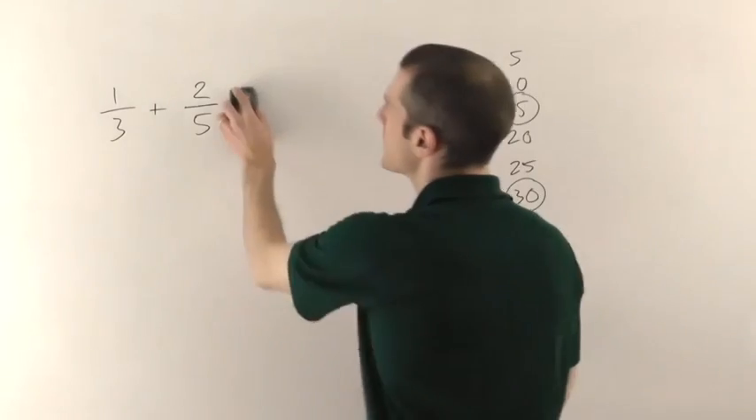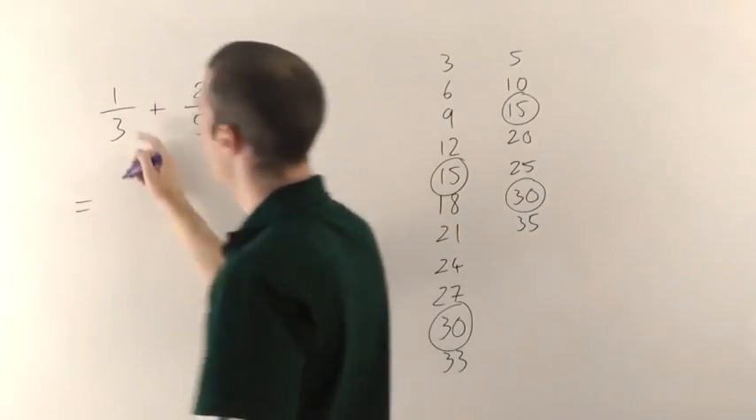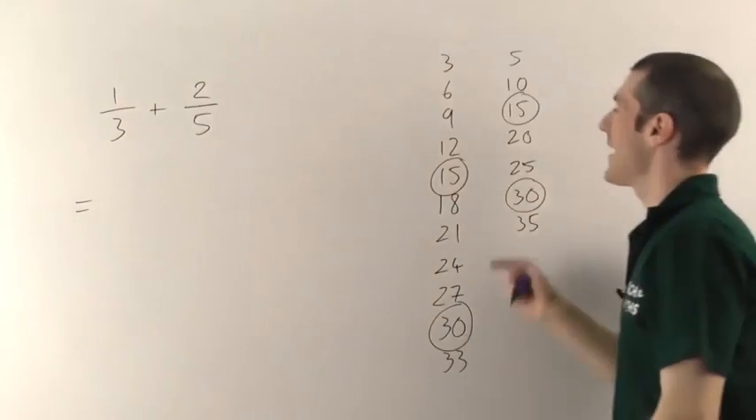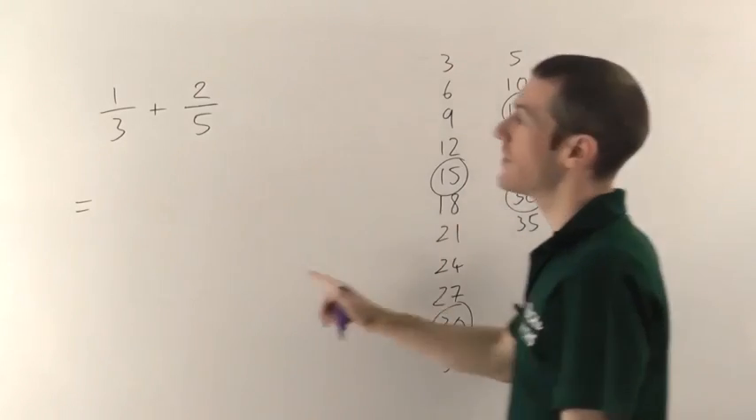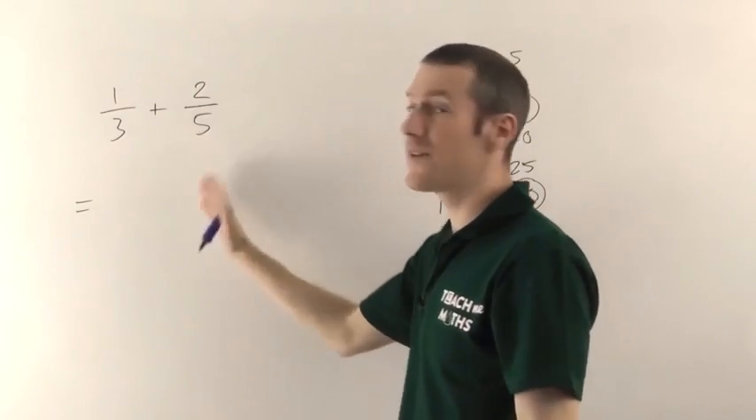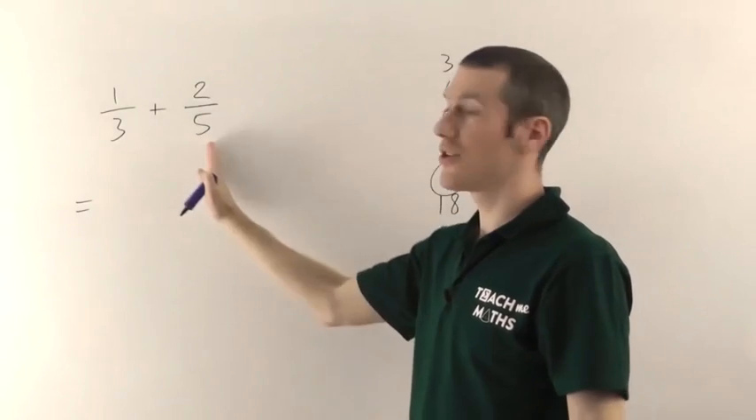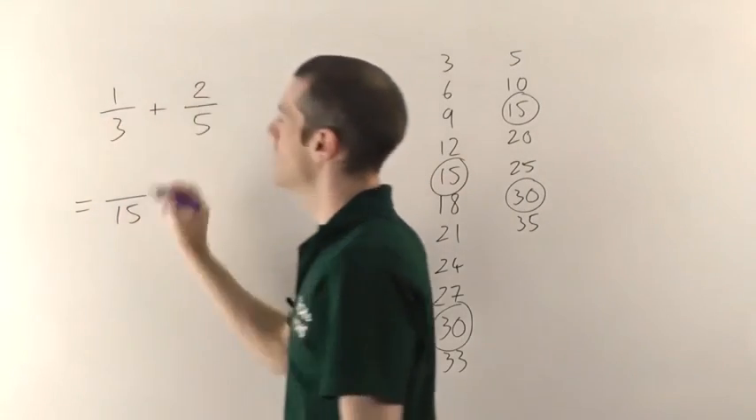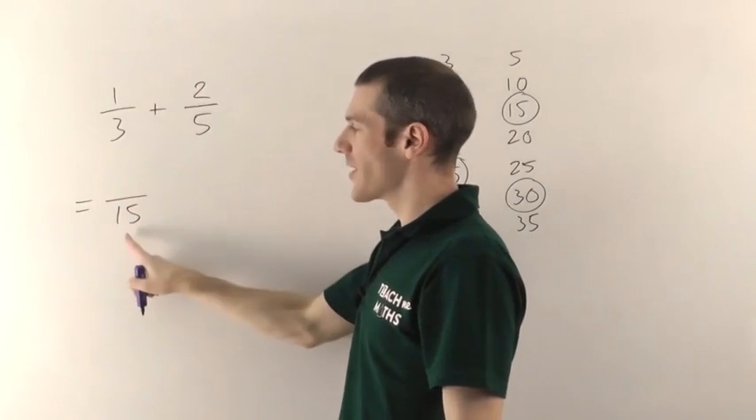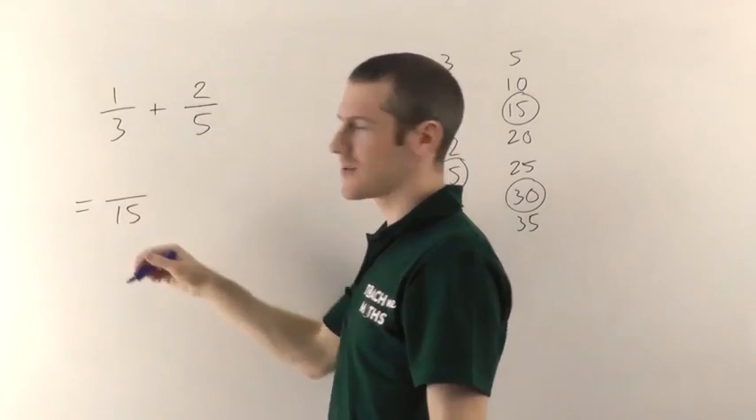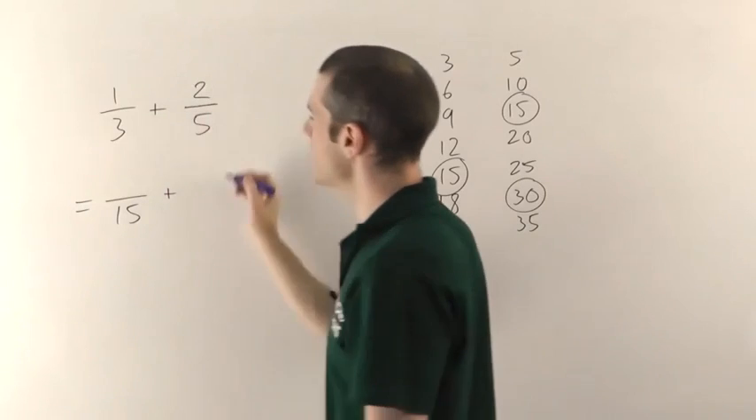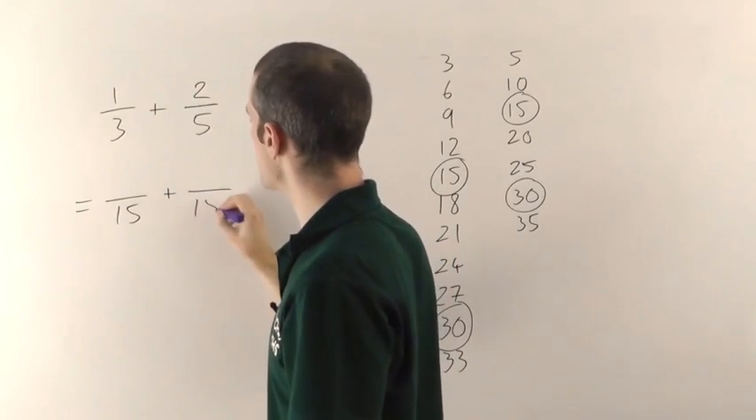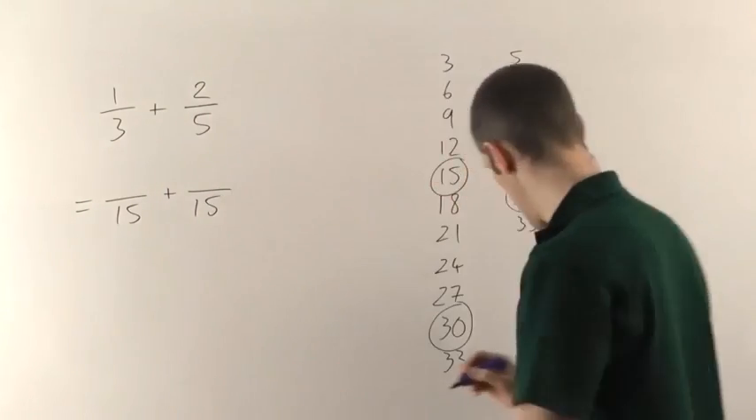So let's work down with this one. I want to rewrite a third as something over 15. In fact, we're going to rewrite both of these fractions so you've got 15ths on the bottom instead of thirds and fifths. So 1 over 3 is going to be something over 15. We'll worry about what that something is in a moment. And again, the 2/5 is going to be changed into something over 15.